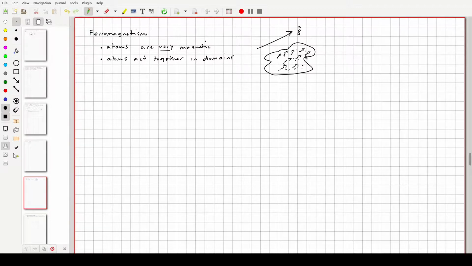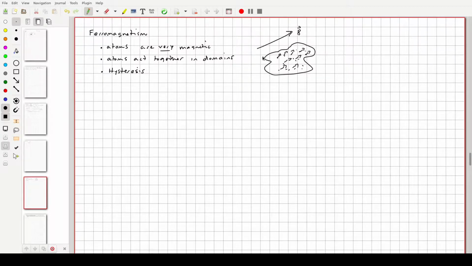And because this is a group action, when you turn your magnetic field off, they have a tendency to maintain this direction. Now, the act of maintaining the direction of the magnetic field that was originally passed through and holding on to that direction when you turn it off is called hysteresis. And this is the reason why you can turn a bar of iron into a permanent magnet.